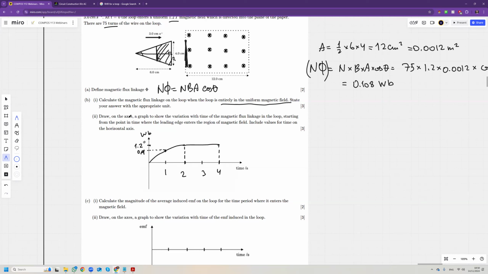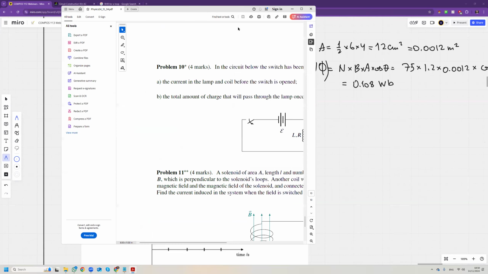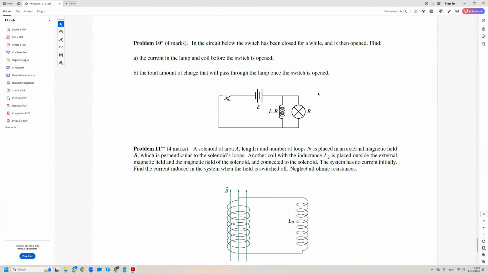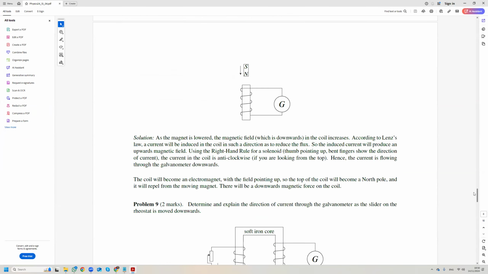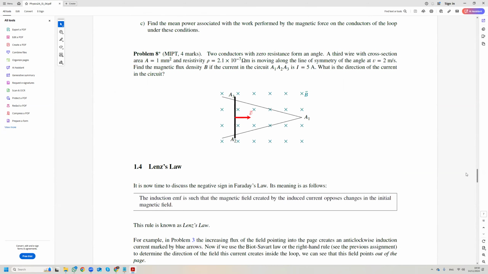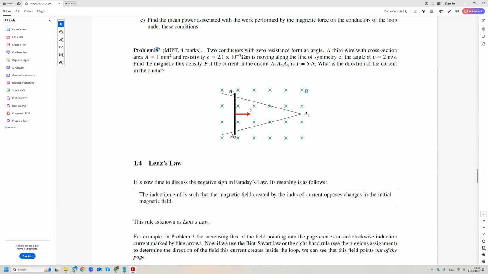Okay. Makes sense so far? You have a very similar question in the assignment. I hope you've seen it. It's slightly harder. Like this one.